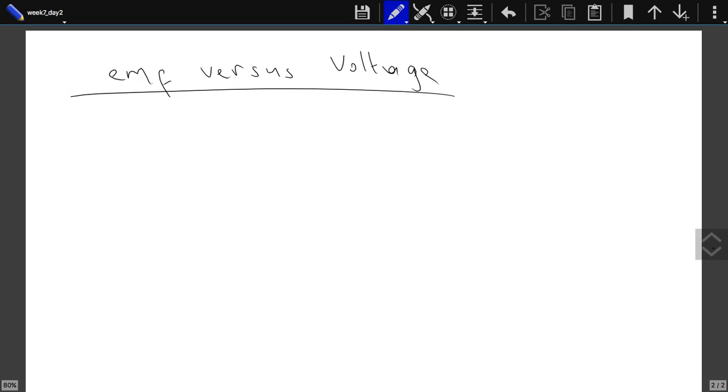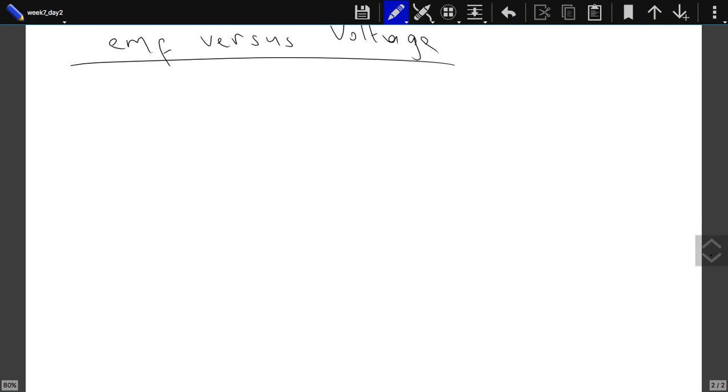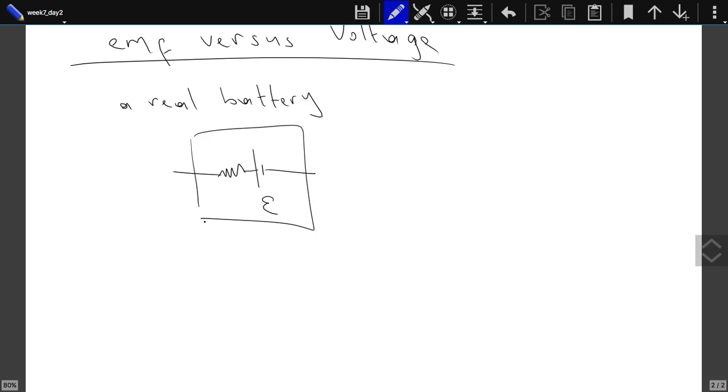Now, the difference is especially seen when you consider, for example, a real battery. What we mean by a real battery is, well, we were always talking about the ideal battery, which we can say is a source of EMF. And if we attach a resistance to it, it has some internal resistance. This whole thing is a real battery. It has an internal resistance.